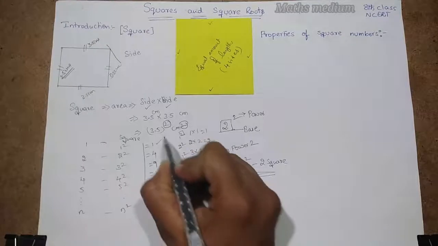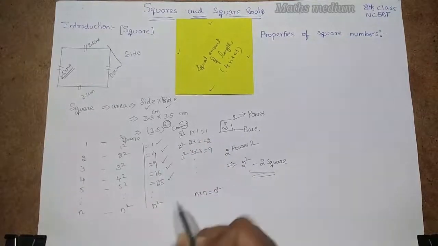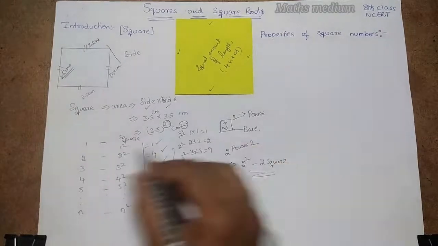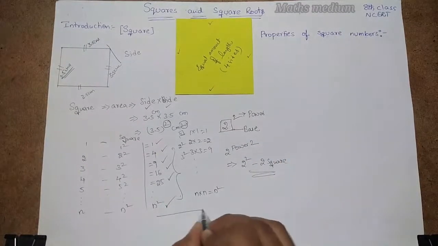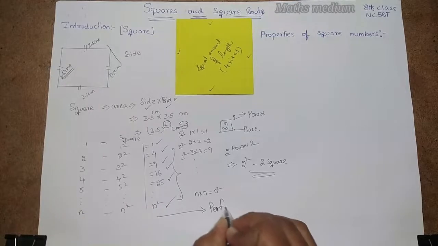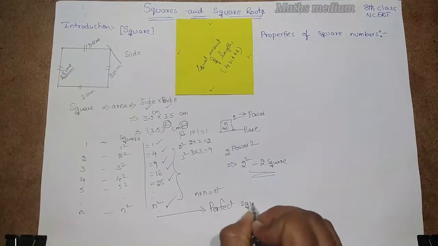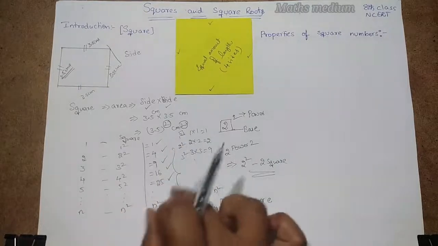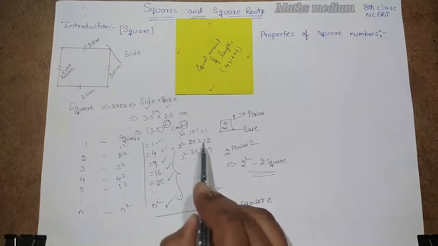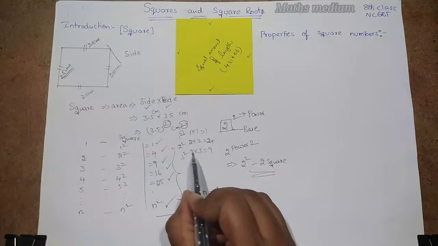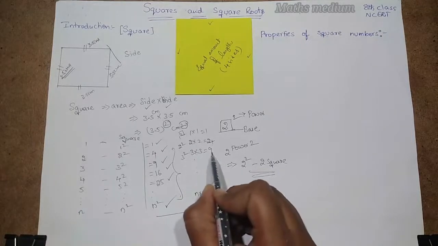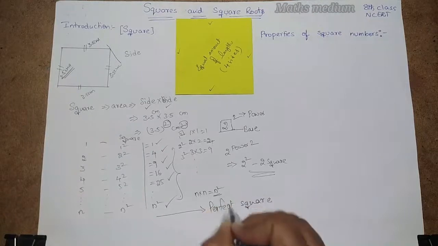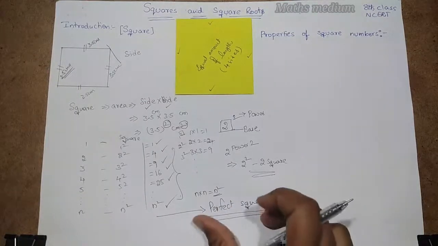See here 1, 4, 9, 16, 25 and so on. These are all said to be perfect squares. It means there is no fraction between these numbers. If you multiply 2 into 2, we get 4. If you multiply 3 into 3, we get 9. Similarly, if you multiply n by n, we get n square. These are called perfect squares.